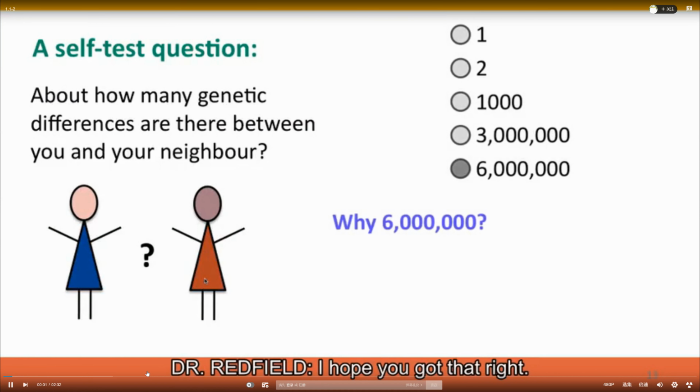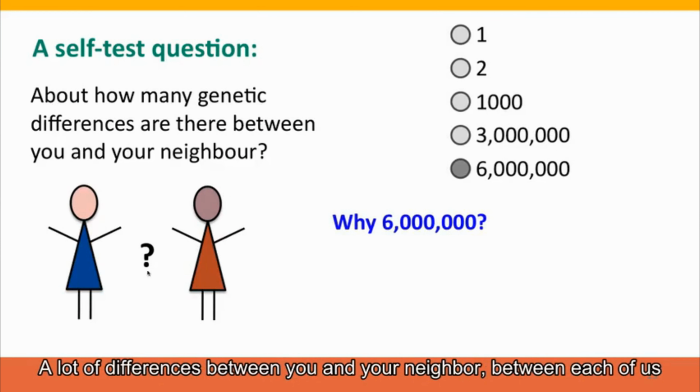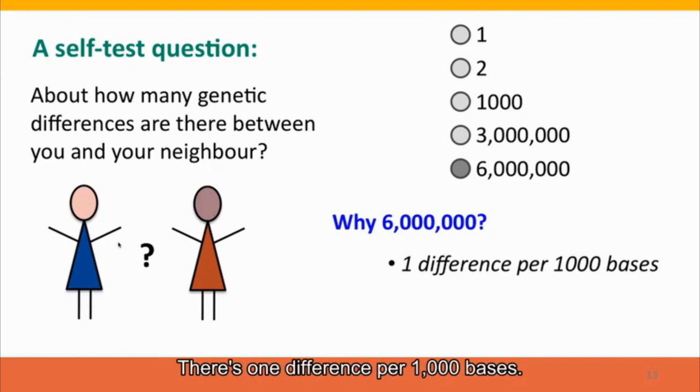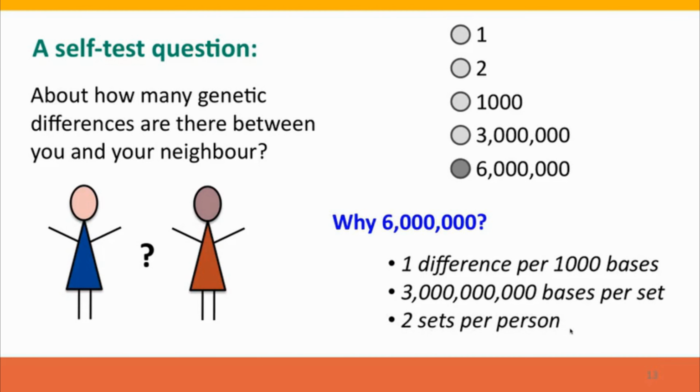I hope you got that right. Right answer is there's 6 million differences, a lot of differences between you and your neighbor, between each of us and each other one of us. Where did this number come from? Here's the calculation. There's one difference per 1,000 bases. There are 3 million bases per set. And there's 2 sets per person. So that gives us 6 million differences.